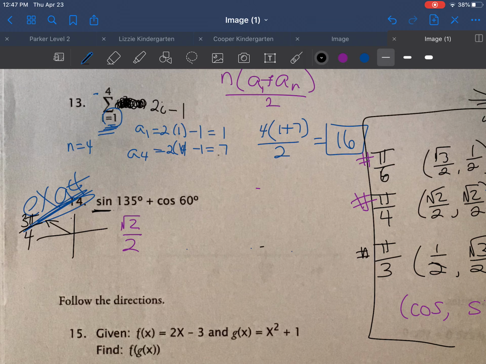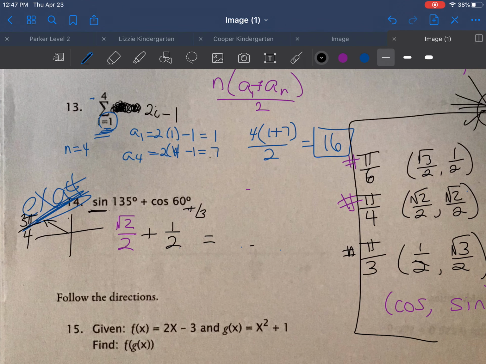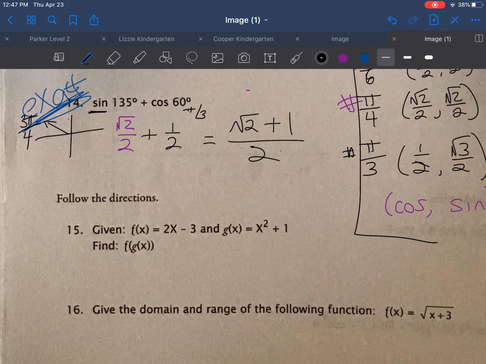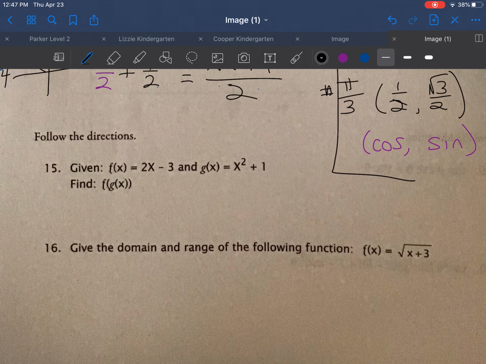Then to get the cosine of 60, 60 is our pi over 3. That's just plain pi over 3 because it's in the first quadrant, where everything's positive. Cosine of pi over 3 is 1/2. So we're going to add plus 1/2. When we add those together, lucky for us, they already have a common denominator. So we're going to have square root of 2 plus 1, all over 2. And I do want that exact answer. You'll lose a few points if you don't give me the exact answer.